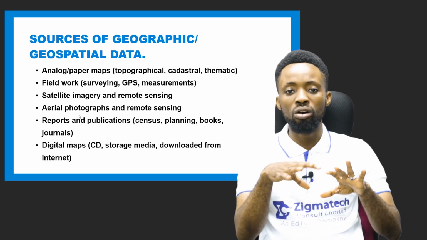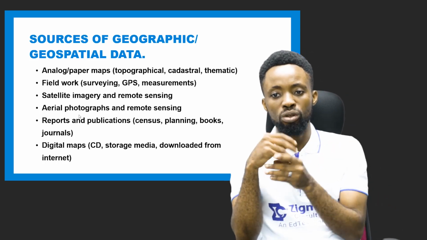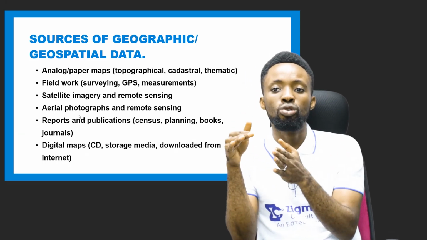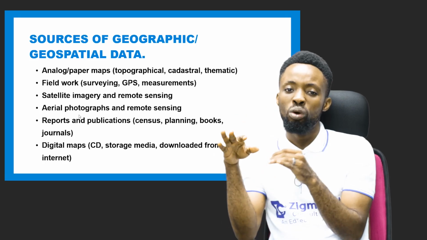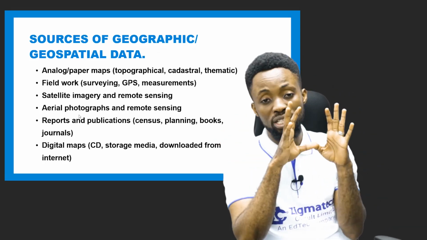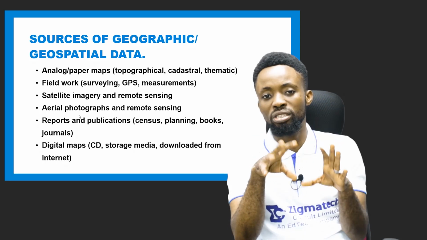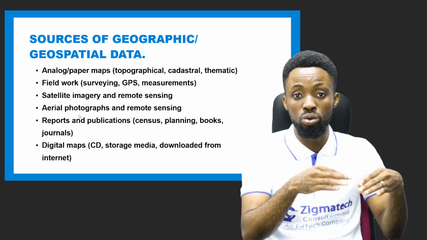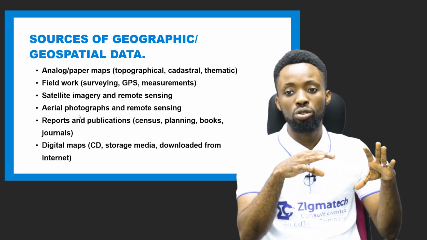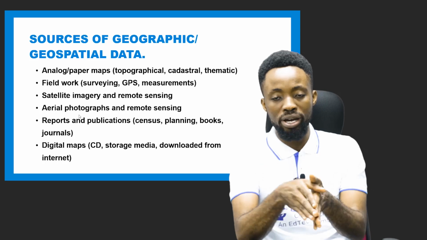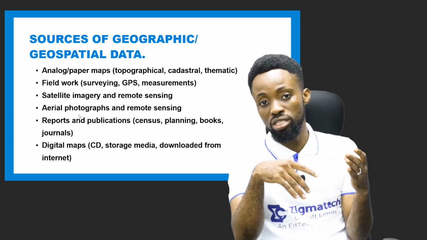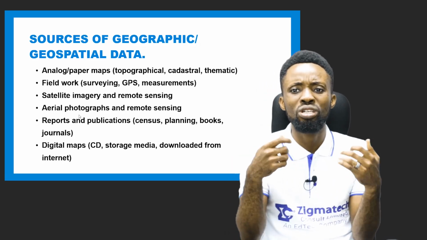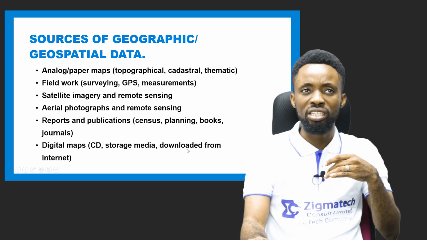Then we have digital maps. Digital maps like the one you have on your mobile phone. A good example is the Google Map. This is also a source of geographic data. Whenever you need information, or let's say brief data about a particular place on the earth surface, you can easily consult these digital maps. If you don't have it on your mobile device, you can as well purchase it from a store or get it from a storage media. So they are sources of geographic or geospatial data.